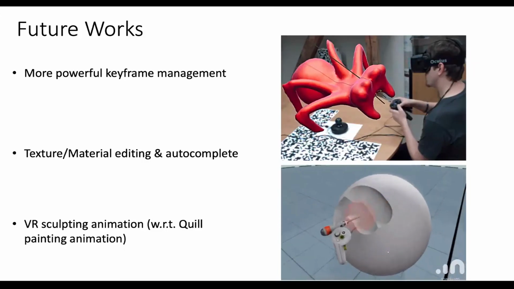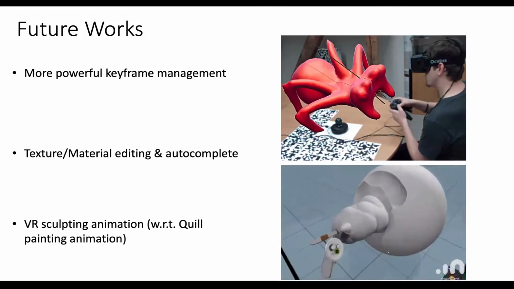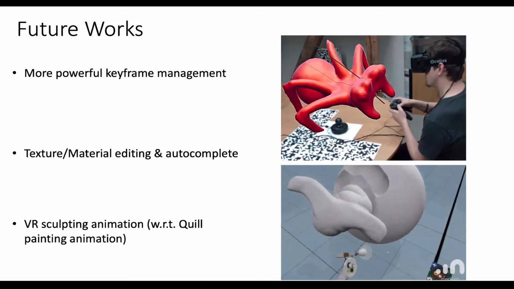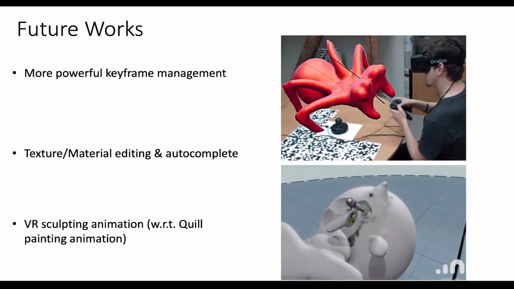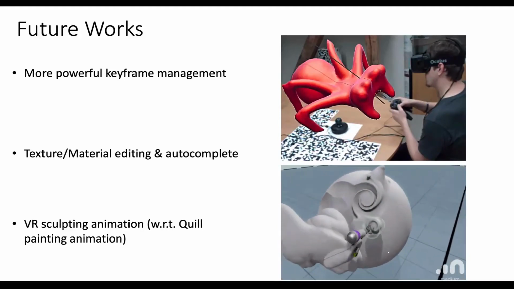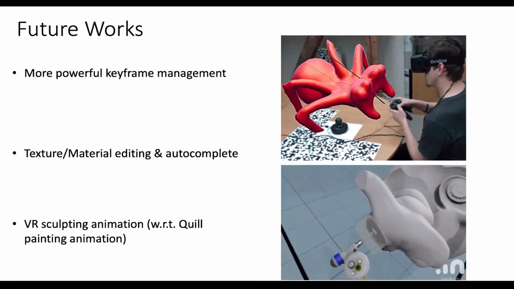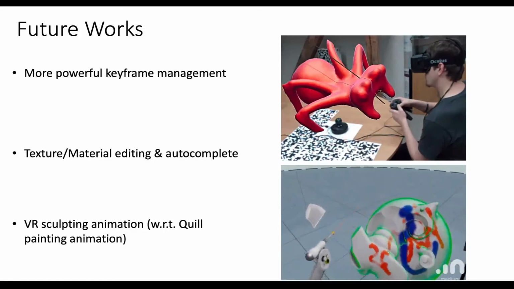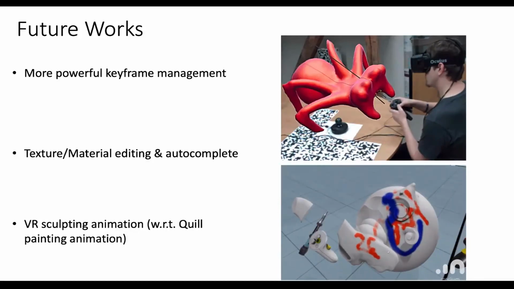Finally, recent years, VR has shown great potential. One of the most popular and successful ones is VR sculpting. VR sculpting is based on voxel, so it becomes much easier to perform CSG operations for certain large-scale deformation and motions. So VR sculpting and animation can be a very promising direction.